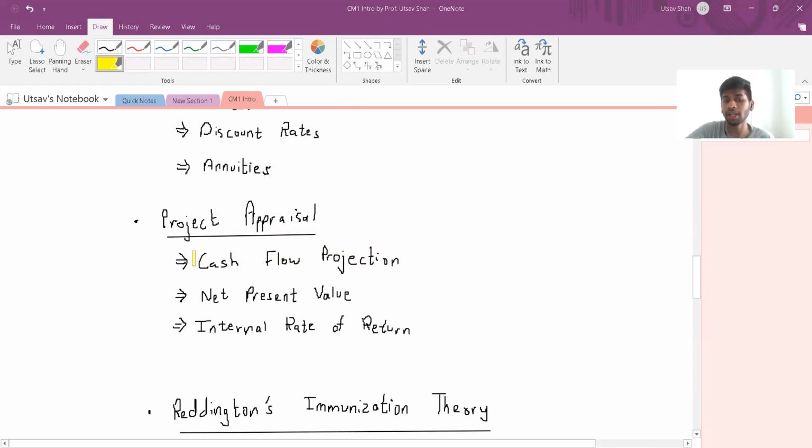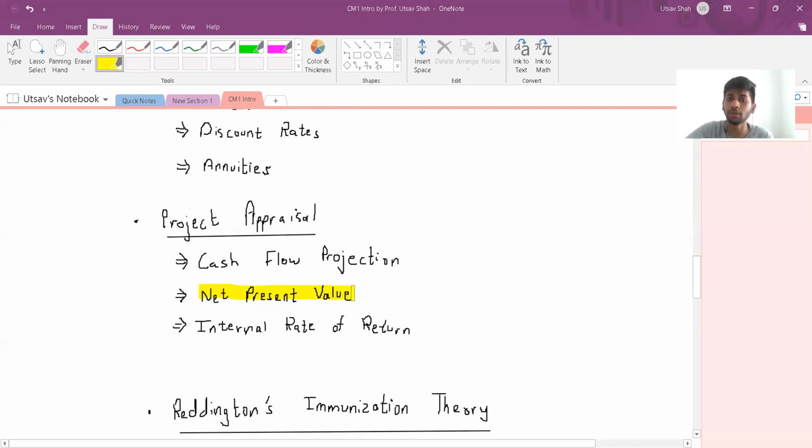So, cash flow projection. Every company has certain cash flows like incomes and expenses, right? So now you have to determine when those incomes will come to the company, when the company will have to pay those expenses, so that you can find a total present value for your company.